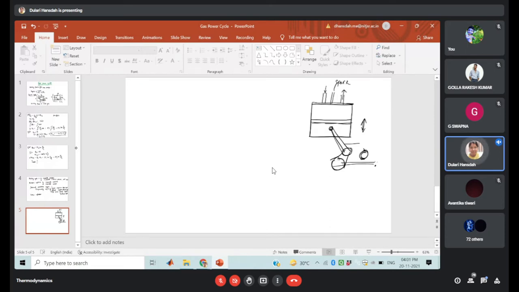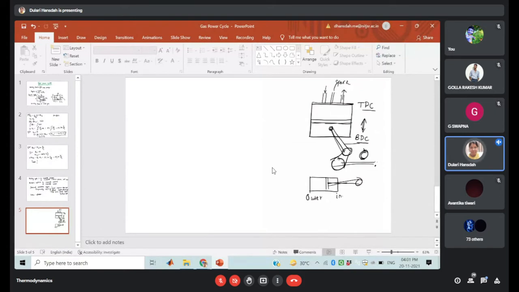Here the topmost position of the piston in the cylinder is known as the top dead center, and the bottom one is the bottom dead center. These two terms are utilized for the vertical engine. If it is a horizontal engine, suppose the engine is placed horizontally like this, and the piston is like this, then it will be here, the outer dead center.